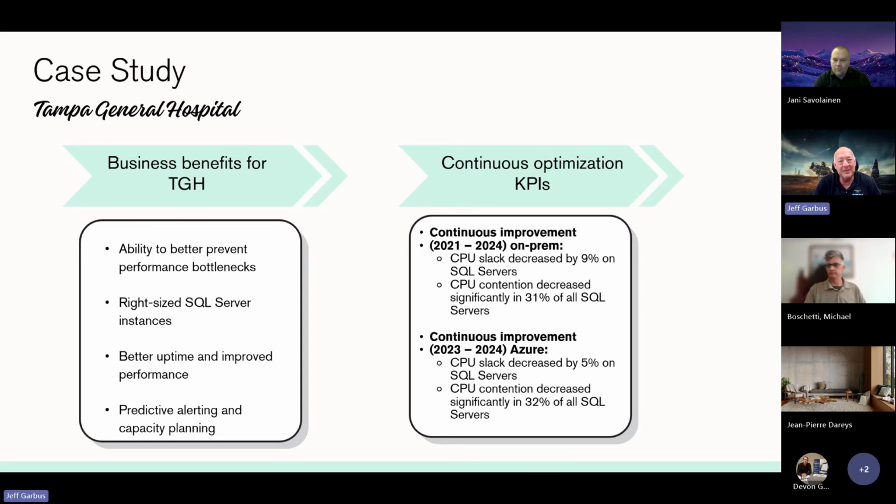Jani, anything you'd like to add to this? Yeah, I can tell a bit about those KPIs we had. So as discussed, it's a continuous improvement. A DBA always tries to make everything close to perfect, and sometimes it's more work, sometimes it's less work, but it's always something to do. So from 2021 to 24, we had, for example, this CPU slack that was decreased by 9% on all SQL servers, and it's quite a good number taking into account that all the time there are new servers appearing.